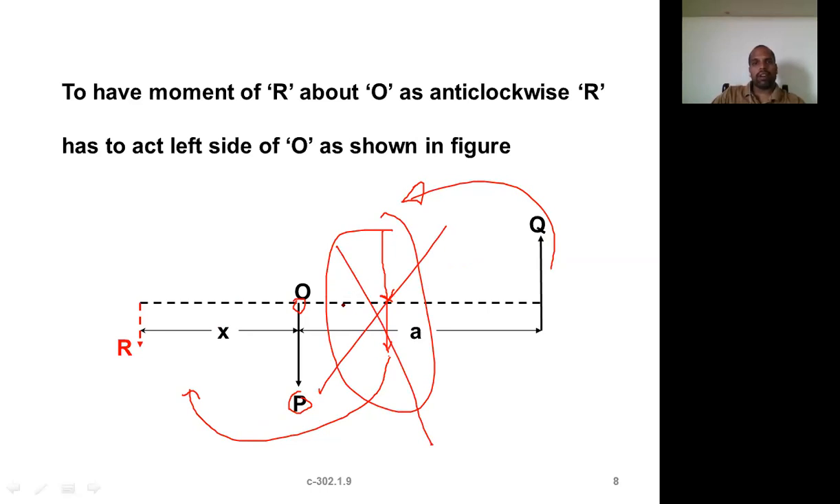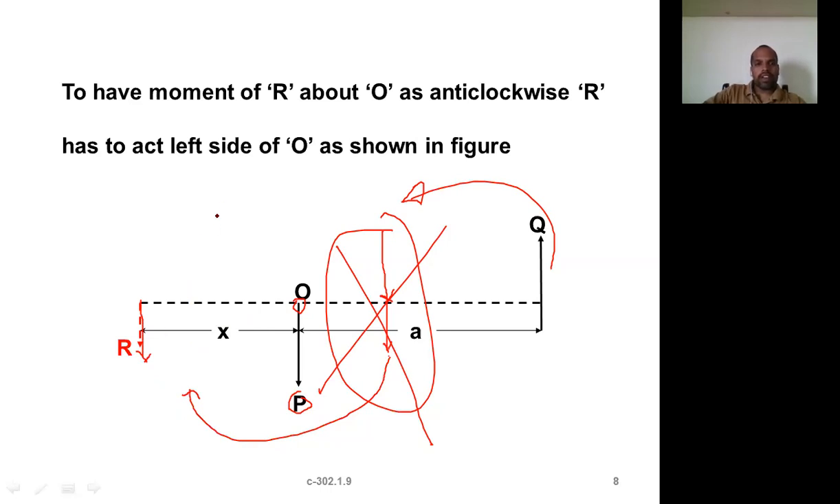The resultant will not be on the right side of O. It can only be towards the left side of O. That is the only possibility, right? So let the resultant R act here, at a distance that is assumed to be X. Now apply the Varignon theorem.